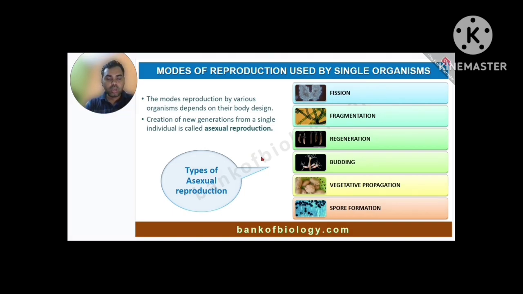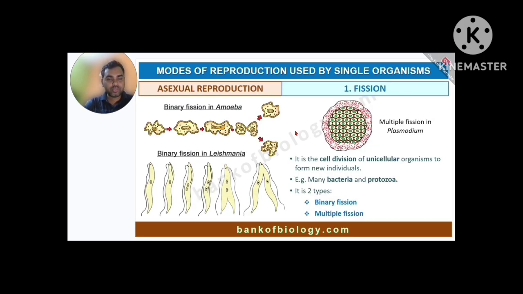Now, how many types of asexual reproduction are there? There are different types of asexual reproduction, but in your syllabus, fission, fragmentation, regeneration, budding, vegetative propagation, and spore formation are there. The first one is binary fission.